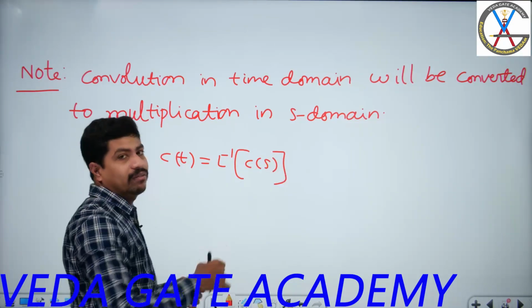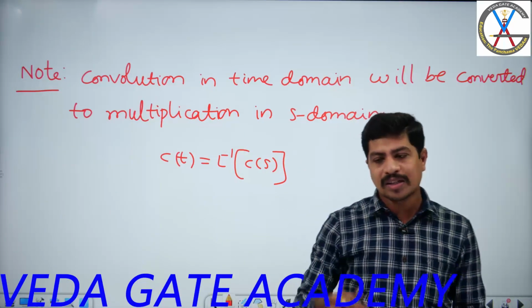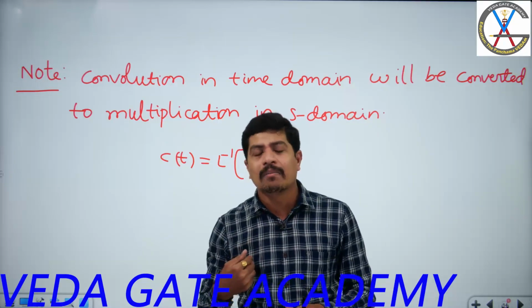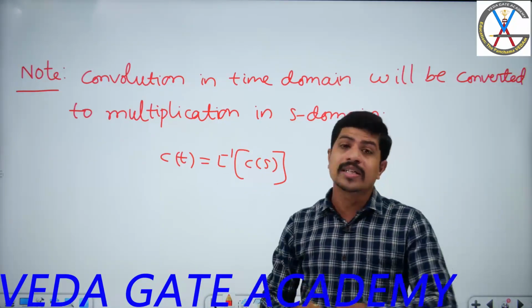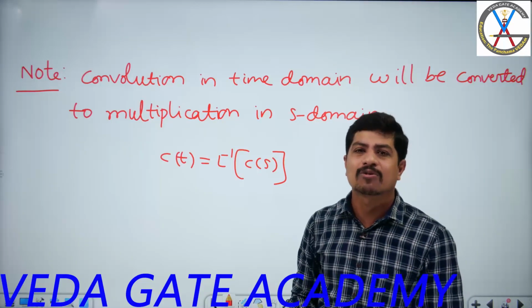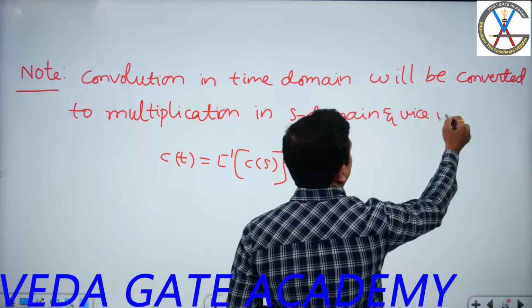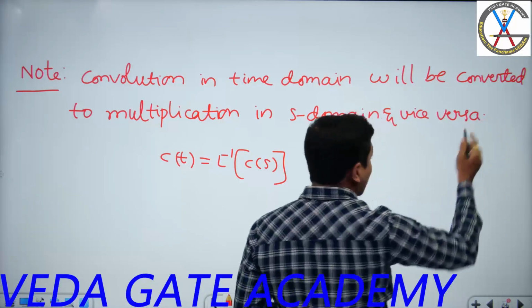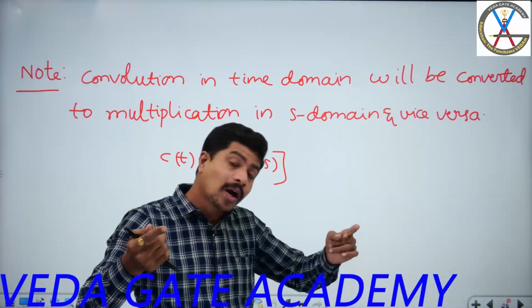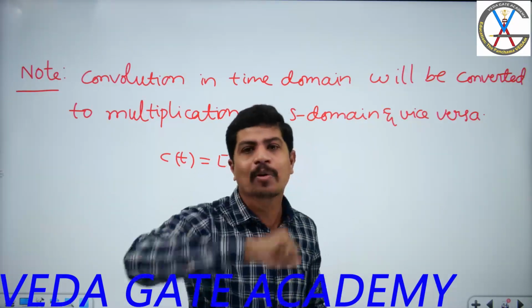This is the reason why we mastered all inverse Laplace transforms and Laplace transforms. Sir, I want the answer ultimately in time domain, but if you convert into S domain, you are getting C of S, but I want C of T. What to do? Apply inverse Laplace transform, and vice versa. What is vice versa? Suppose if you have convolution in S domain, that will become multiplication in time domain.